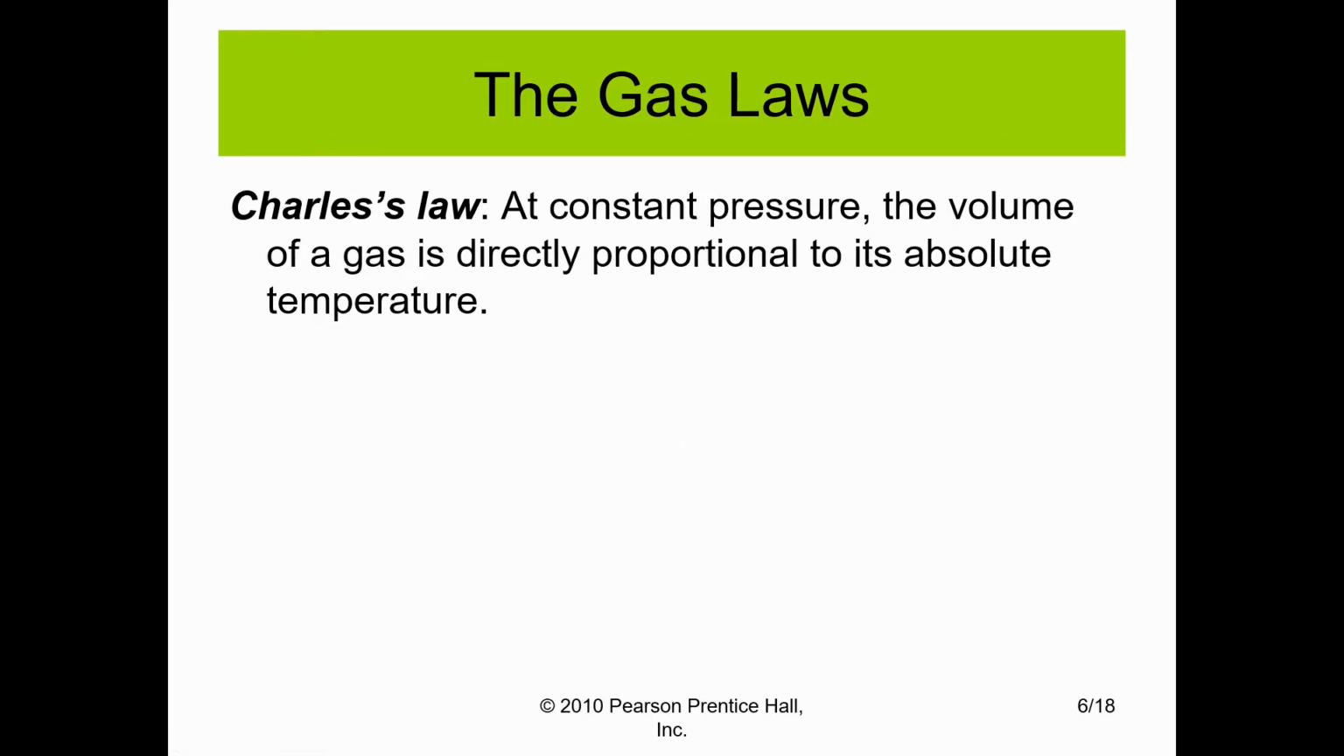According to Charles' law, we're now going to hold the pressure constant and look at the relationship between the temperature and the volume of the gas. The relationship in this case is going to be directly proportional between the volume and temperature. That means the initial volume divided by the initial temperature is going to be equal to the final volume divided by the final temperature.